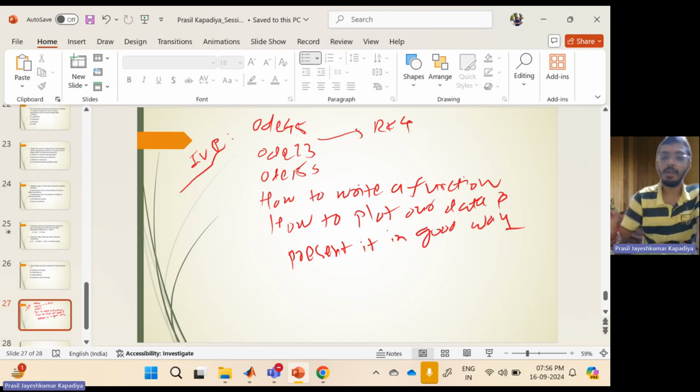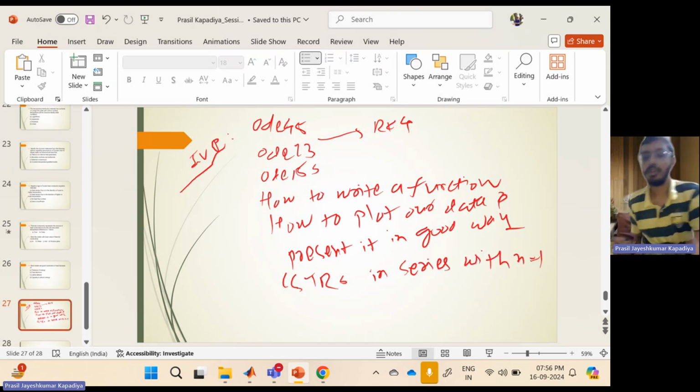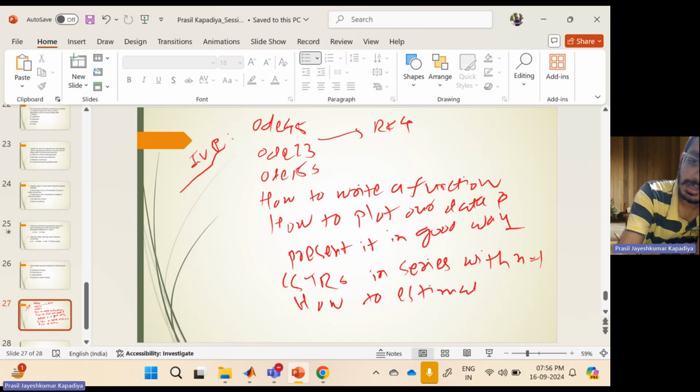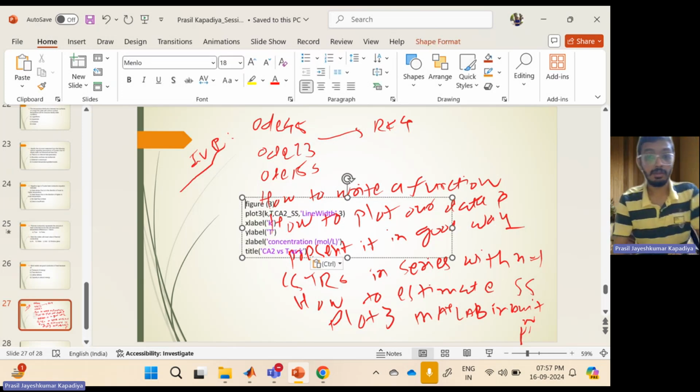Then after that we took one example of continuous stirred tank reactors in series with order of reaction n equal to 1. That we learned how to estimate steady state. And then we learned the three-dimensional plot, that is plot3, the MATLAB inbuilt function. This is what we learned for initial value problem. These three things we revised from last week's lecture, and then in today's lecture we learned CSTR in series and how to estimate steady state and how to plot a three-dimensional plot.